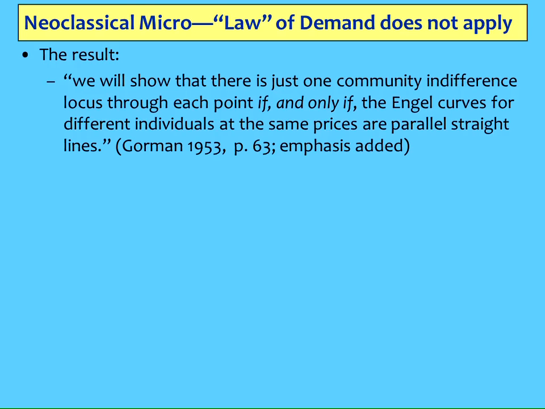Now, here's the first time this result was actually found, by Gorman back in 1953. As I said earlier, he was actually trying to derive the utility function describing an entire society, which is exactly what the neoclassical DSGE models do today. And he said that is possible if, and notice the condition, if and only if the Engel curves for different individuals at the same prices are parallel straight lines. So back in 1953, he said only if that condition applies can you derive a utility function that describes an entire society. But even that's not as bad as it actually really is.